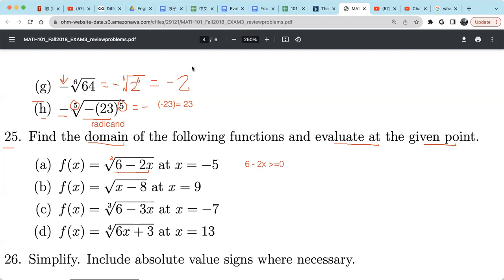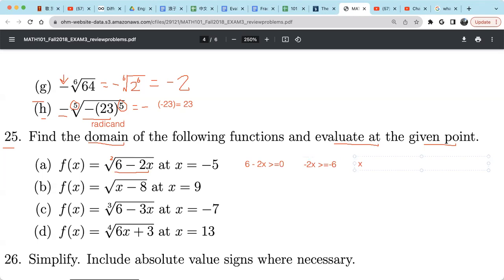So we just solve this inequality. We move 6 to the other side. We get -2x greater than or equal to -6. Now we want to divide both sides by -2. When we do that, -2x divided by -2, we get a 1x.